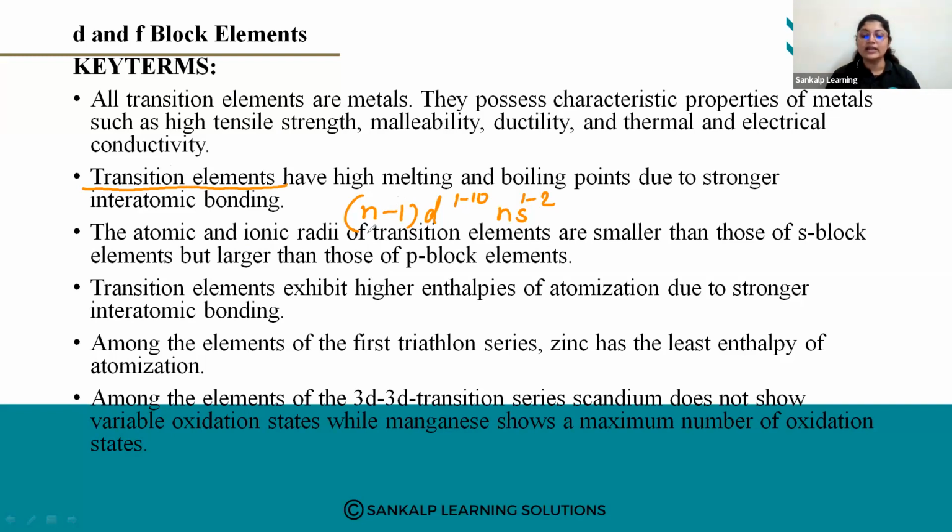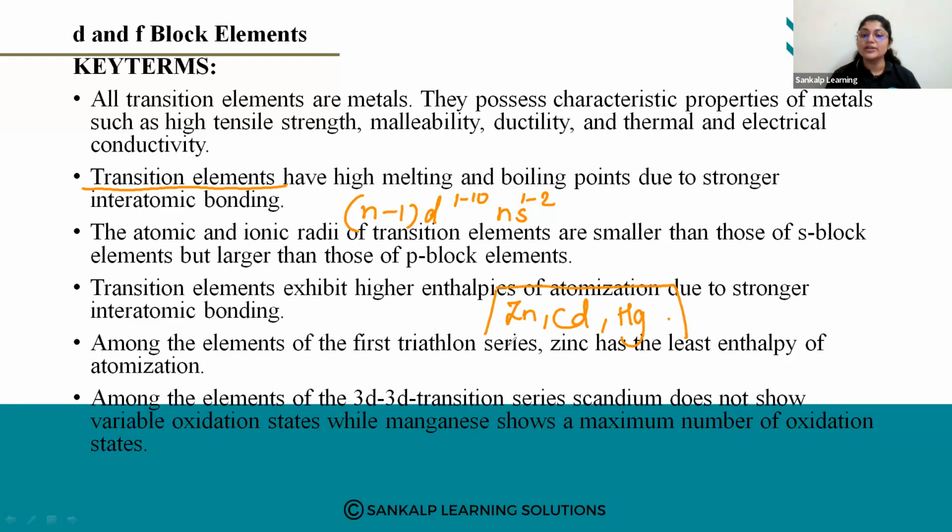The group 12 elements, that is zinc, cadmium, and mercury, have completely filled d subshells in their atomic form as well as the ionic form. Hence, these elements are not included in D block, and therefore they are called pseudo transition elements. There are certain elements which act as D block elements but are not D block elements, like zinc, cadmium and mercury. They have completely filled D subshells, but they are not included in D block elements.